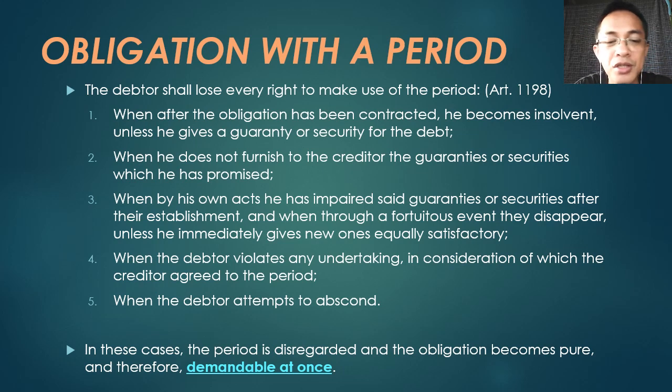In these cases, the period is disregarded and the obligation will be demandable at once. So, apat na yan. Pure obligation. What are obligations that are demandable at once? Number 1, pure obligation. Number 2, obligation subject to resolutory condition. Number 3, obligation subject to resolutory period. Number 4, itong mga ito. 1, 2, 3, 4, 5. Actually, kung idadagdag ito doon, 8 na eh. 5 kasi ito eh. So, the debtor attempts to abscond. The obligation is demandable at once.